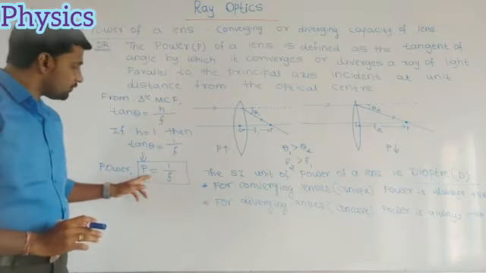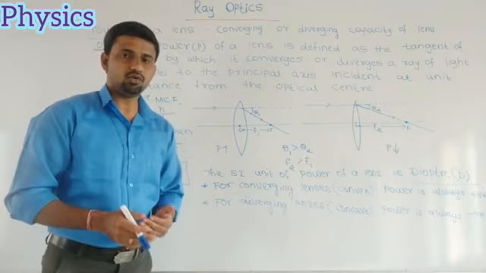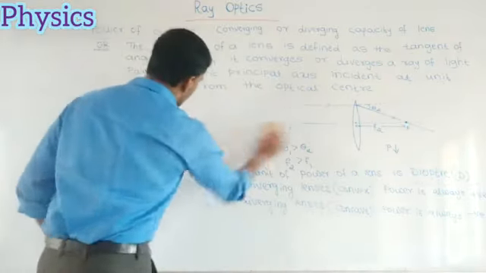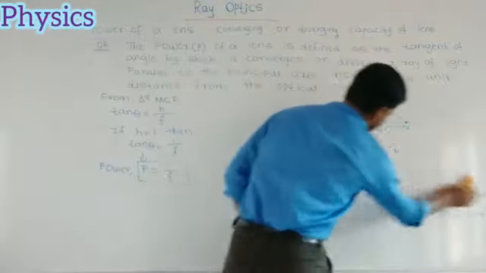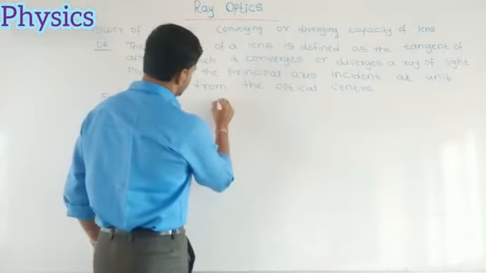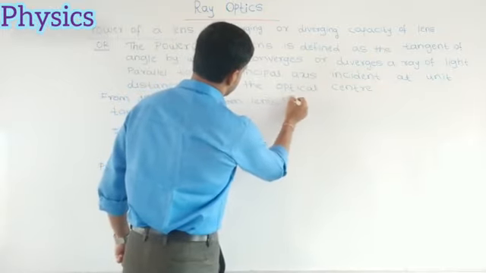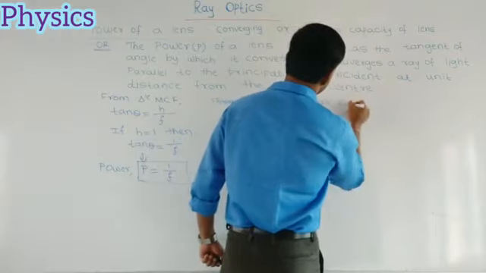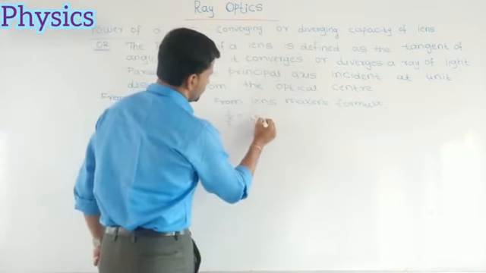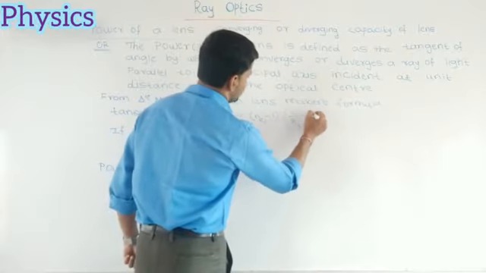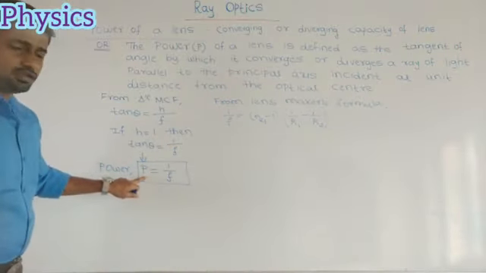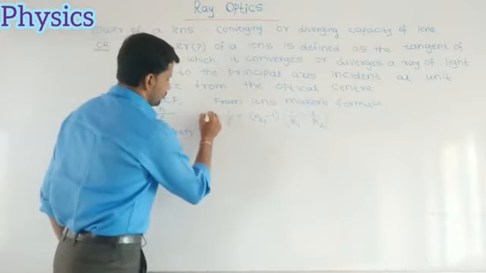Okay. And this power of a lens also depends on some other factors. Now let us see how the power of a lens depends on some other factors. And we know the lens maker's formula. From the lens maker's formula, we got one equation: 1 by f is equal to (n minus 1) into (1 by r1 minus 1 by r2). Right. Here 1 by f, we already know, is nothing but P. So I can write 1 by f is equal to P.